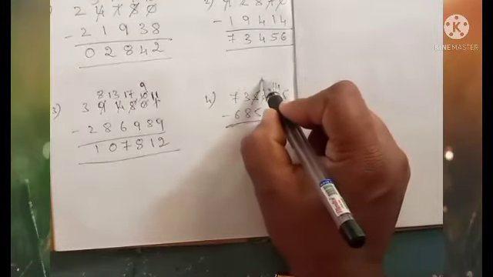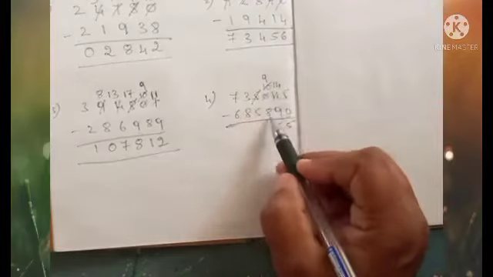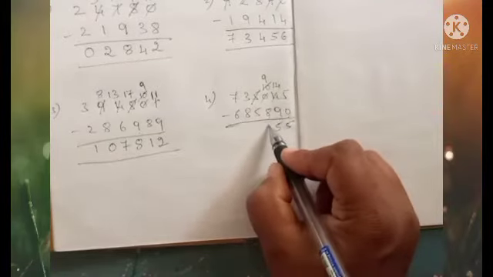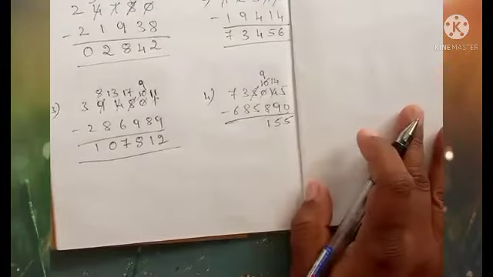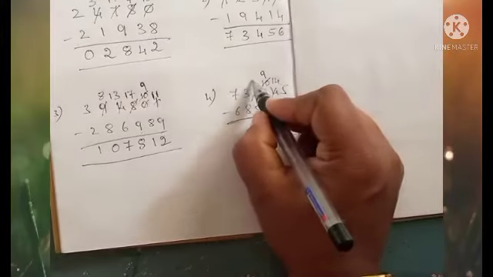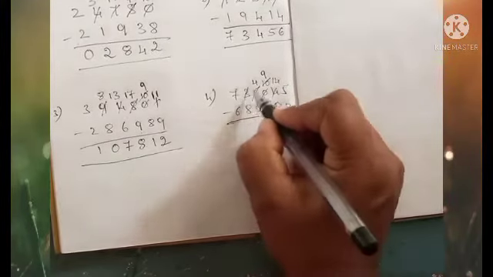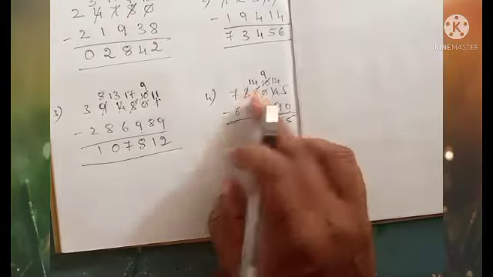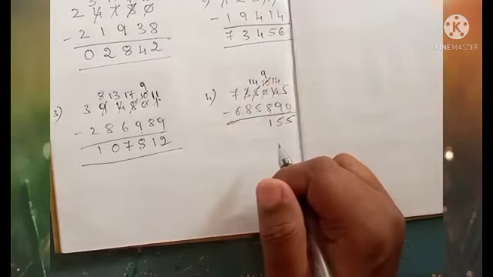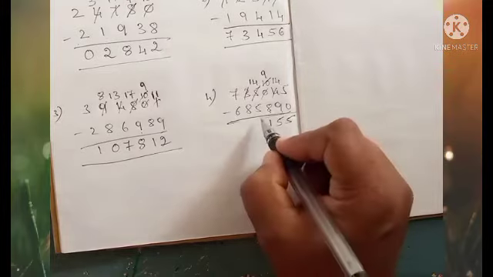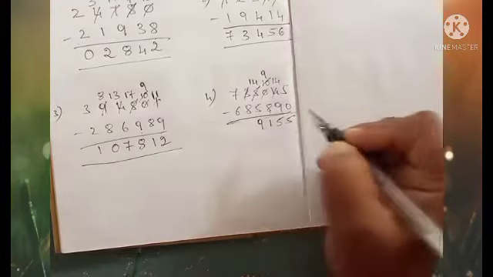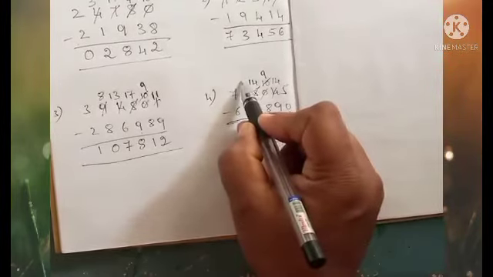Now how much is remaining here? 9 is remaining. 9 minus 8? 1. Isn't it? Now how much is remaining here? 4. 4 you cannot minus 5. So what you should do? Borrow 1 from here. So this will become 14. 14 minus 5, how much? 9. Okay.